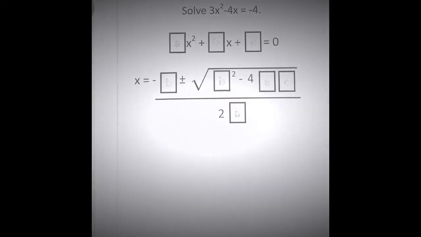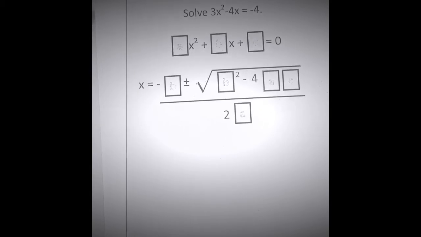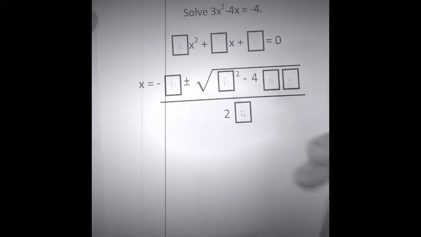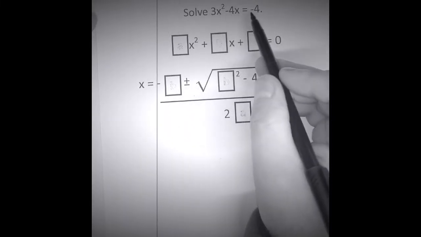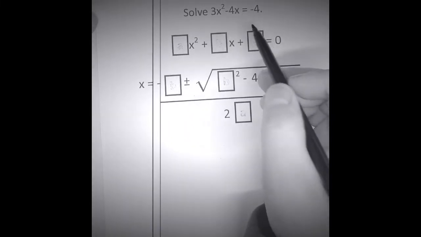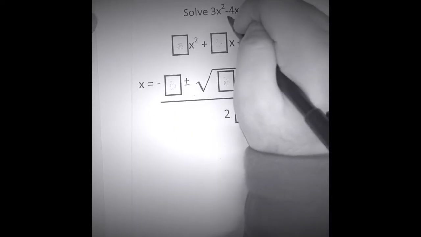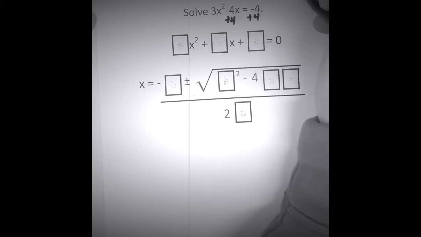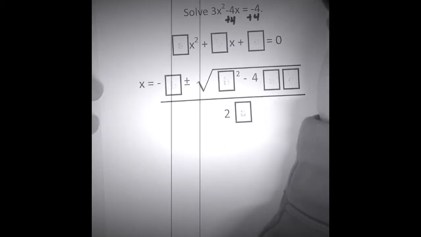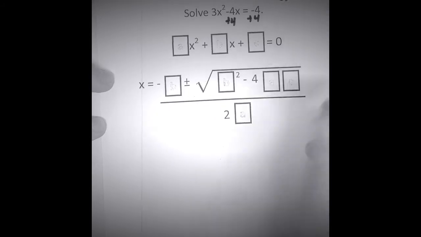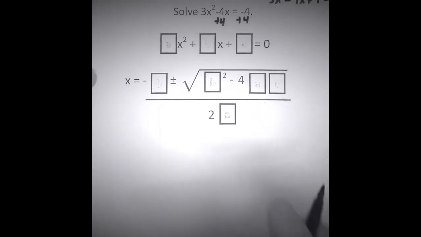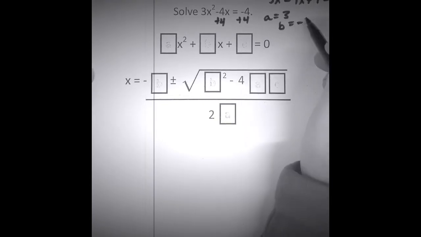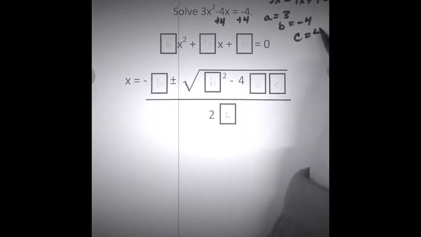All right, let's look at some examples of solving using the quadratic formula. We have 3x squared minus 4x equals negative 4. We need to rearrange this, so we have ax squared plus bx plus c equals 0. In order to do that, we're going to add 4 to both sides. When we add 4 to both sides, we get 3x squared minus 4x plus 4 equals 0. Looking at that, we can see that a equals 3, b equals negative 4, and c equals positive 4.